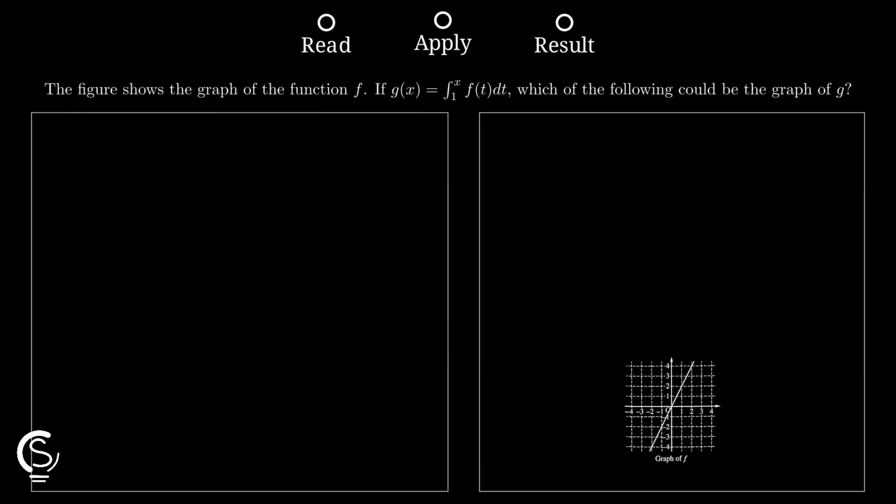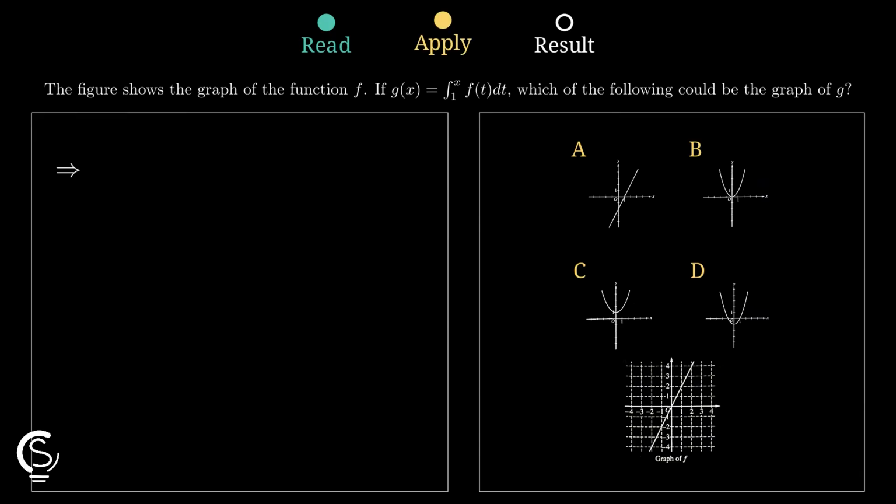First, look at the graph of f. Since g is the integral of f, the function f is actually the derivative of g. Notice f is a linear increasing line. Because the derivative is a linear function, the original function g must be a parabola.